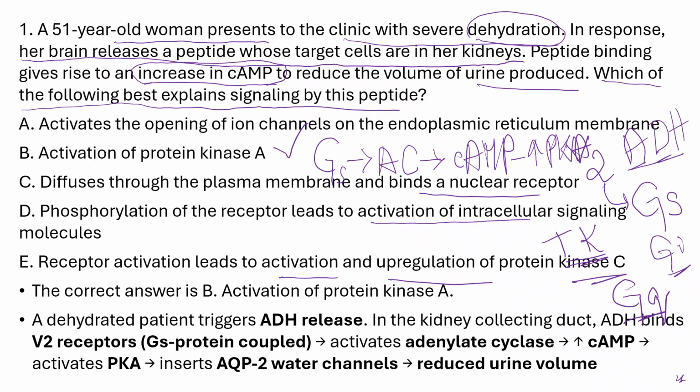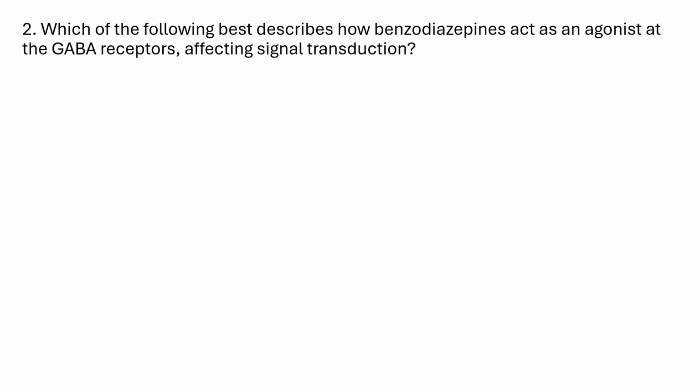All right. So this is a physiological concept. Whenever a patient is dehydrated, there is a release of ADH acting on the kidney's collecting duct. ADH binds to vasopressin type 2 receptors, which are Gs mediated. So Gs, we know, increases adenyl cyclase, increases cyclic AMP, and protein kinase A inserts the aquaporin channels to reduce the urine volume.